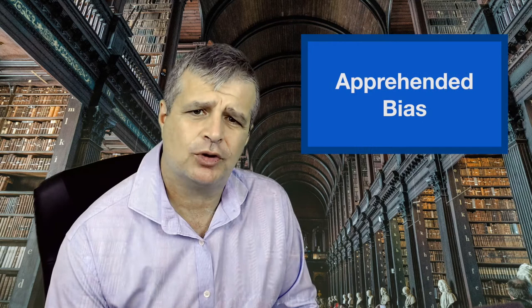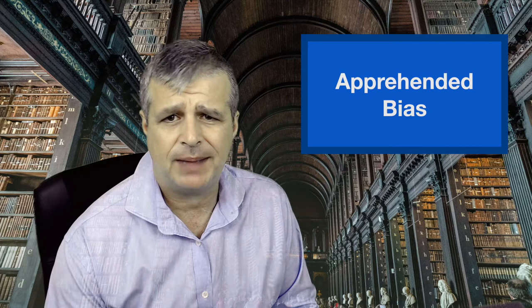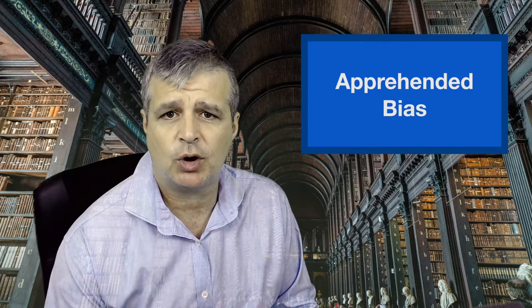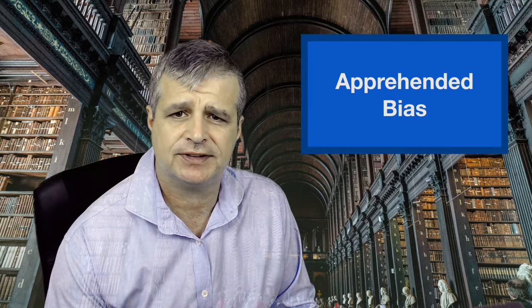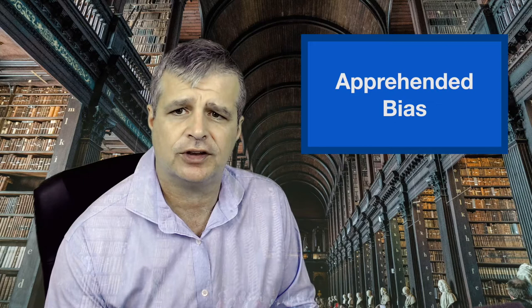Apprehended bias is much more complicated. Apprehended bias occurs when there's no actual wrongdoing, perhaps not even a suggestion of wrongdoing, but where there's some circumstance, usually some conflict of interest, which gives rise to the possibility that the judge might be perceived to be biased. All of this arises from the old saying that justice should not just be done, it should be seen to be done. The actual rule comes from a case called Ebner against the Public Trustee.